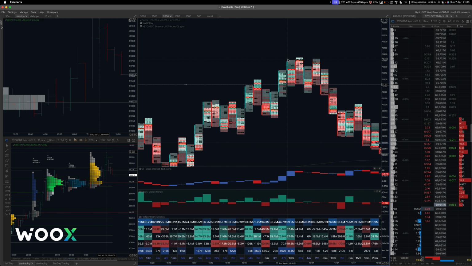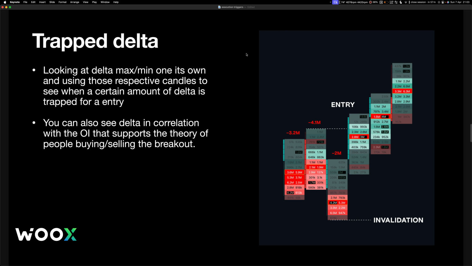Okay, heading back over to the slideshow, we have trap delta. I've put a diagram on here to kind of simplify the analogy for you all on this one. But for example, looking at delta maximum and minimum on its own, and using those respective candles to see when a certain amount of delta is trapped for an entry.